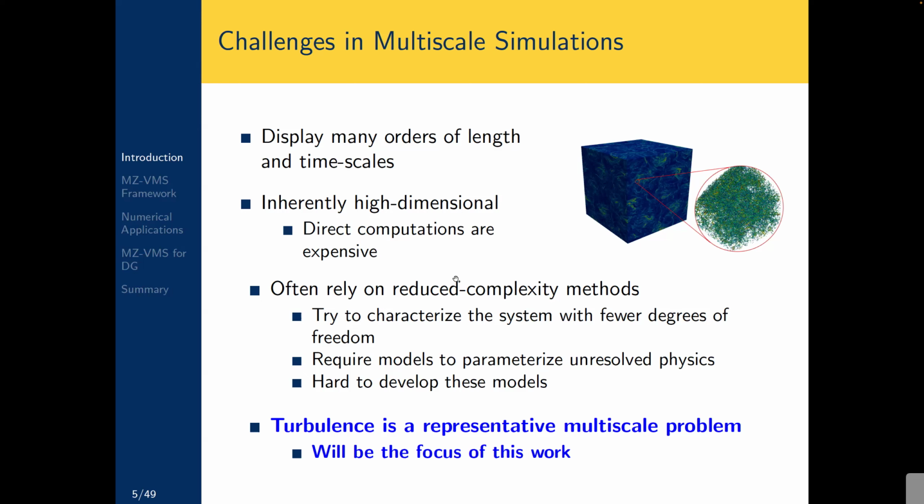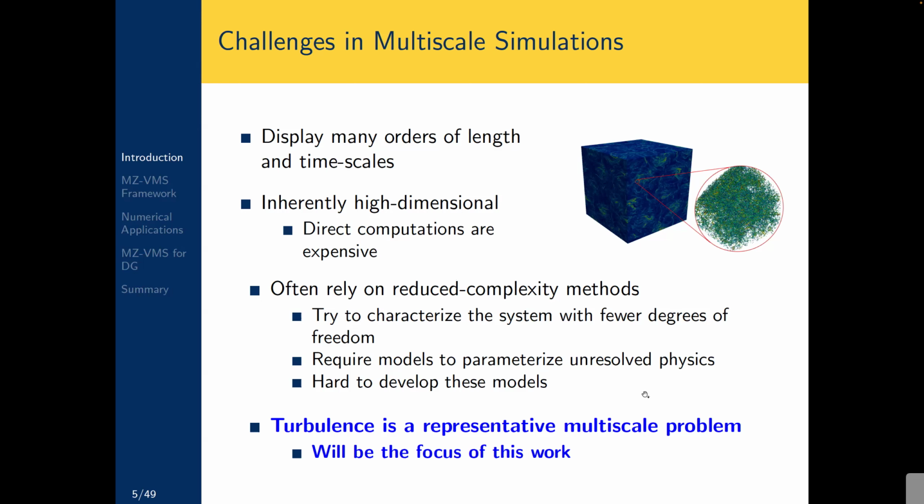And so, to have a reasonable engineering modeling framework, we often rely on what I'll broadly refer to as reduced complexity methods, where the main idea is that we try to characterize the system with fewer degrees of freedom. Oftentimes we're only going to model the larger scales, and then we're going to develop some model for the subgrid scale or unresolved physics. That's really going to be our workhorse analysis tool.